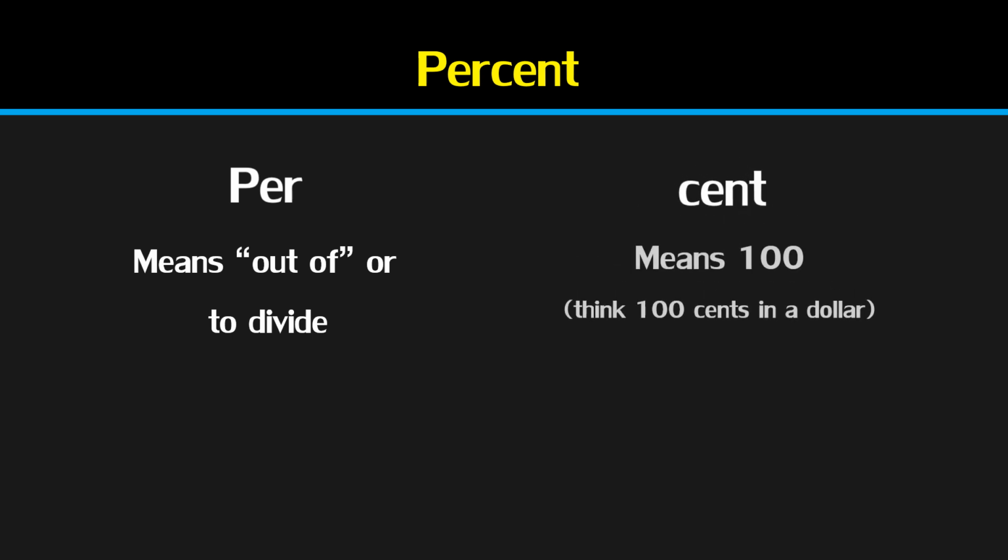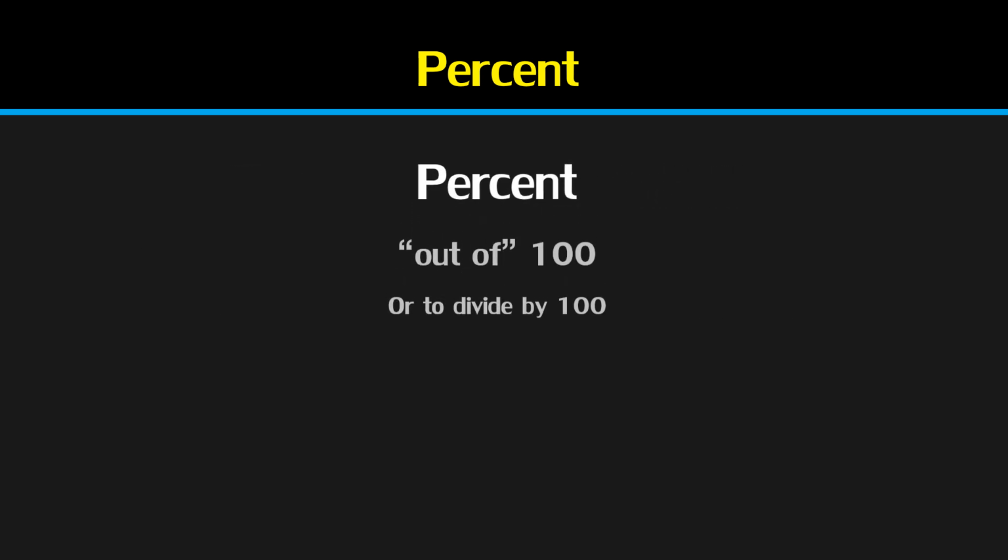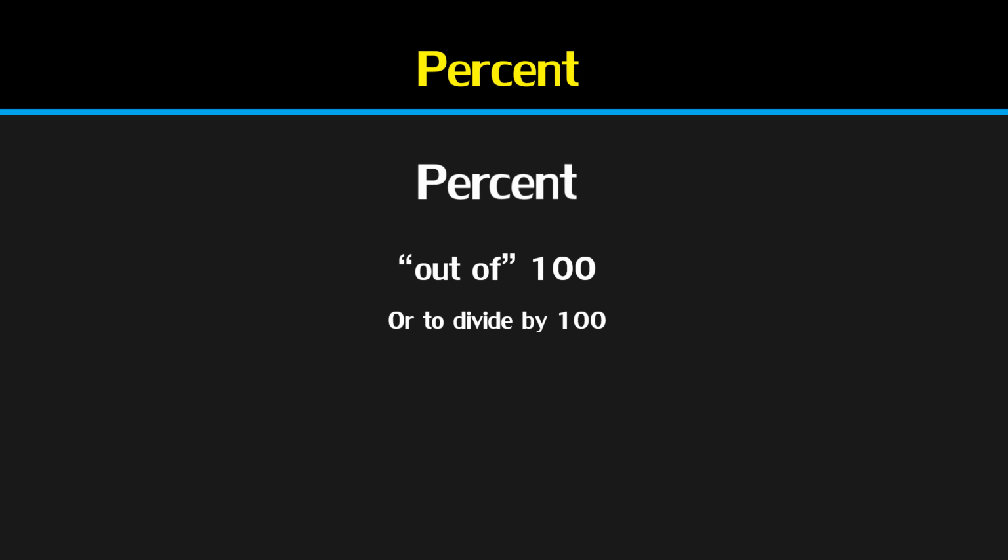The term percent, if you break it down, per means out of, or it means you're going to divide. Cent, C-E-N-T, means 100. You can think about there are 100 cents in a dollar. So when we put these two parts together, when we say percent, we really mean something out of 100, or in other words, we divide by 100. So if you see 80%, it means we're going to take 80 out of 100, or as a fraction, we're going to write 80 over 100.